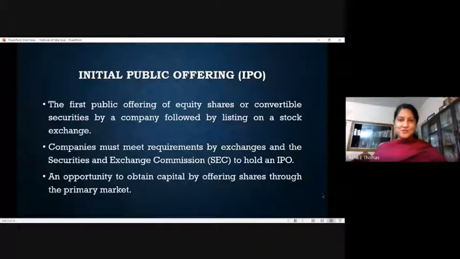It's a kind of investment, because if they believe in the company's products or services, and if they find that the company is a promising one that can give them good returns on the investment, people would be coming for that. So that is why it is said that it is an opportunity for the issuer, the company in this case, to obtain capital by offering shares, which are units of ownership, through the primary market, the new issue market. So that's initial public offering.